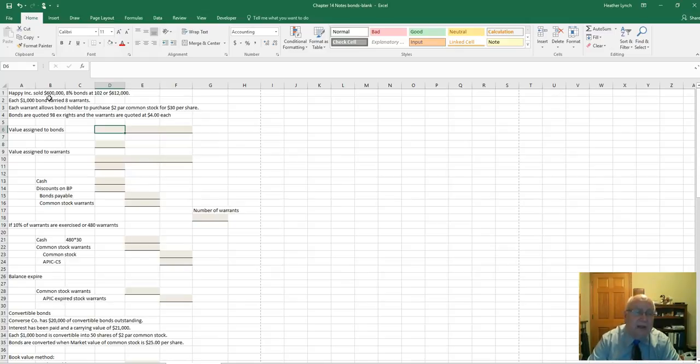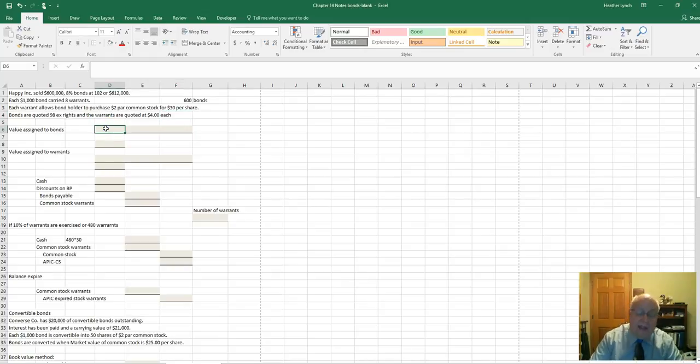Each $1,000 bond carries 8 warrants. And what we need to do then is calculate how many bonds we have. So we have the 600,000 divided by $1,000, which means we have 600 bonds. We'll keep that in mind so we don't have to calculate it later. Each warrant allows the bondholder to purchase $2 par common stock for $30 each. And bonds are quoted at 98 ex rights, which means that they'd be selling at $98 without the warrants attached. And the warrants are quoted at $4 each.